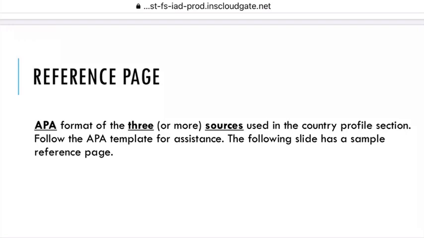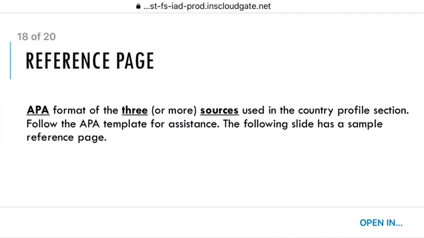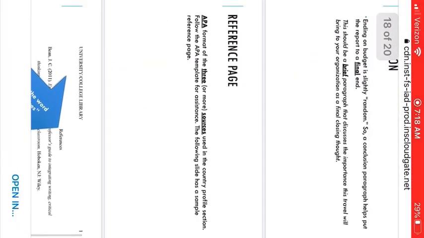Don't skip a reference page. It's so important to give credit. I'm saying 3 here because they originally had to have 3 sources. You need at least 2 in the country profile section. You can have more if you want. Include the references on its own page. So do a new page for it at the very end of the report.